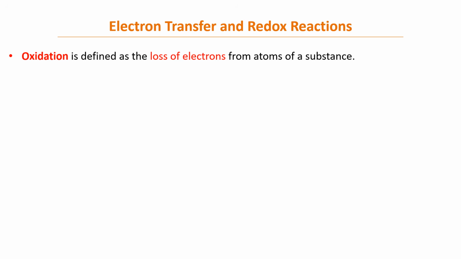Now, oxidation is defined as the loss of electrons from an atom. So the atom that loses electrons, الذرة اللي تفقد إلكترونات، نقول إنه العملية اللي صارت ليها is oxidation. The process that happened to it is oxidation.